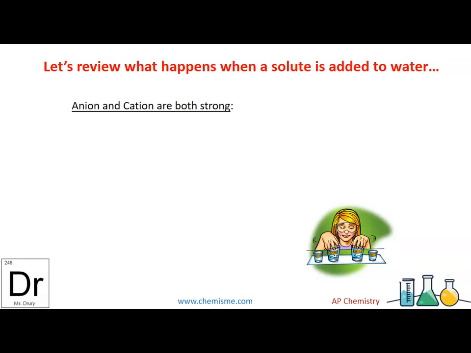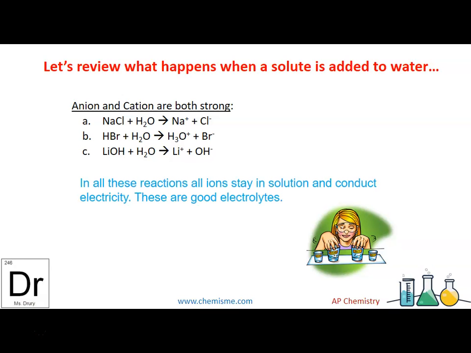So let's review what happens when a solute is added to water. If your anion and your cation are both strong particles, like in salt water, the Na is from strong sodium hydroxide and the Cl is from strong hydrochloric acid, the salt just ionizes and stays ions. Similarly, if you have a strong acid alone, HBr, it just ionizes into H3O+ or H+ and bromide ions. Or if you have just a strong base, it ionizes fully. Notice they all have single-headed arrows and they're ionizing and staying ions.